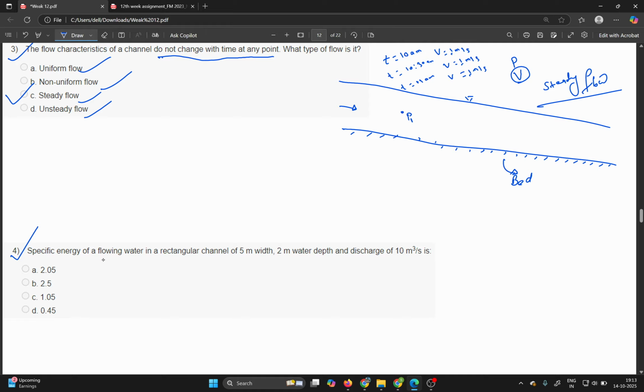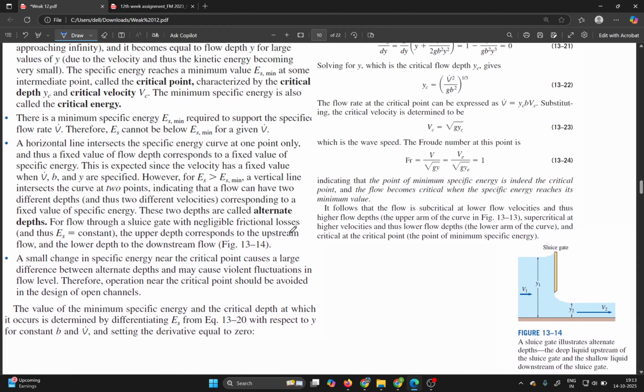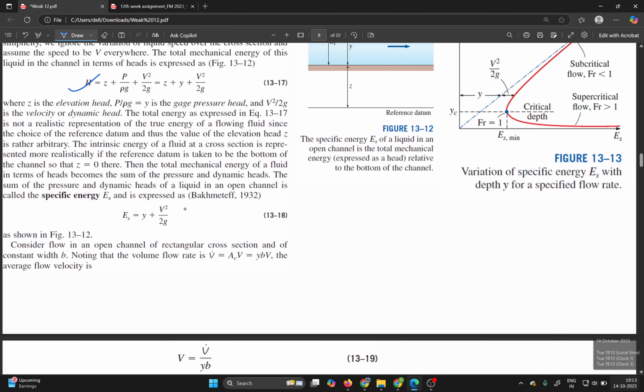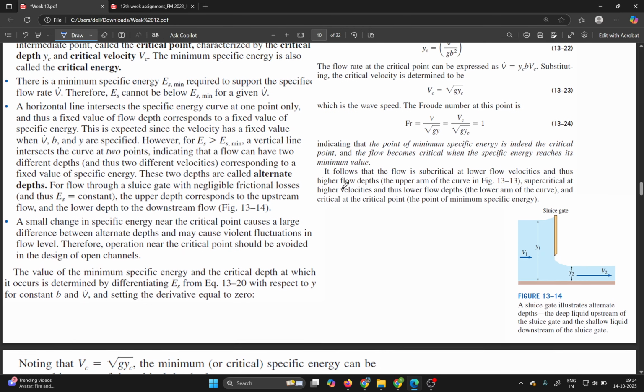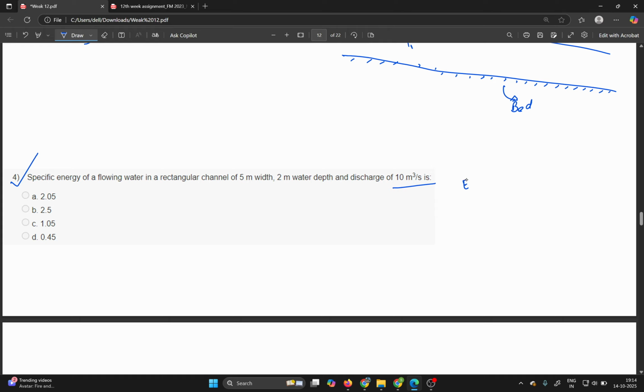The specific energy of flowing water in a rectangular channel of 5 meter width, 2 meter water depth and discharge 10 meter cube per second. Here you need to calculate specific energy. This is very easy. I'll show you the formula. Here you can see the specific energy formula. This is your flow depth, this is your velocity, and this is 9.81, acceleration due to gravity. So E, specific energy, is equal to y plus v square by 2g.